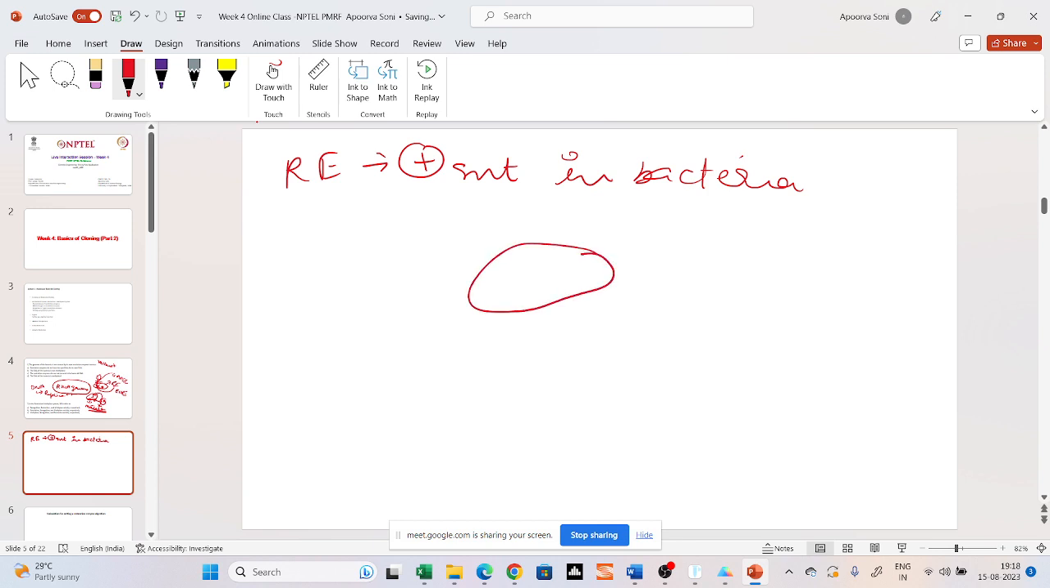Basically, if this is a bacterium and this is its genome, and any foreign DNA comes in, just like our immune system attacks foreign particles that infect our cells, the bacterium's immune system is the restriction enzymes. These restriction enzymes will cleave the foreign DNA, but the bacterium's own DNA is protected because it is methylated. This is the bacteria story.